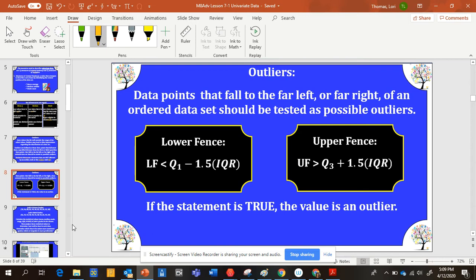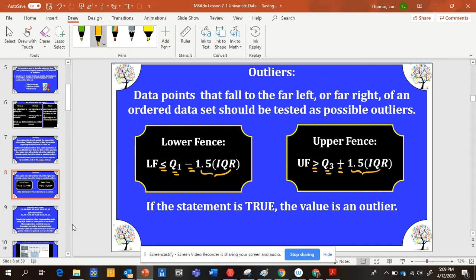Now the upper fence is pretty much the exact opposite. You put in the larger number that could possibly be an outlier, and instead of Q1, we're going to look at Q3. And instead of subtract, we're going to do plus, but we still have the 1.5 times your IQR. So in the lower fence, it's less than, upper fence, it's greater than. Here we have Q1, here we have Q3, this is subtract, and this is add. And then this part is the same in both.